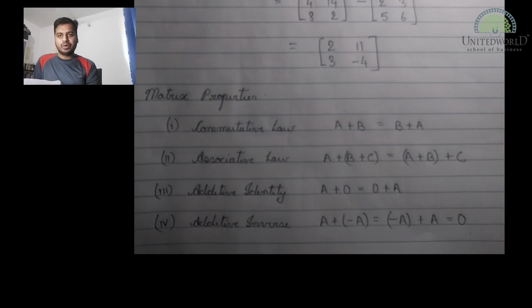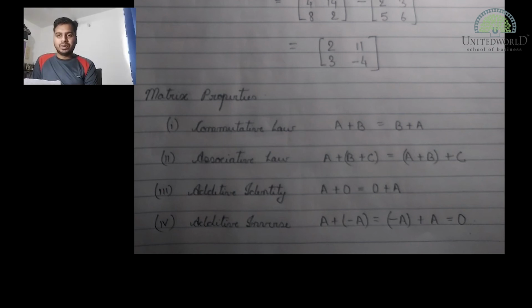Similarly, it also follows the associative law. A plus B plus C. That means if you are adding B plus C together and then adding A to it, it is equal to first adding A plus B together and then adding C to it.